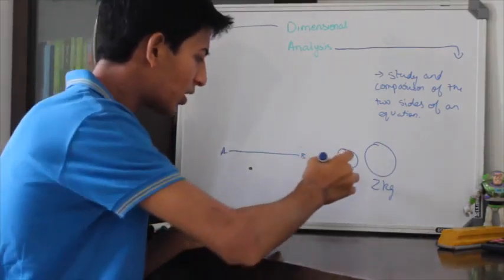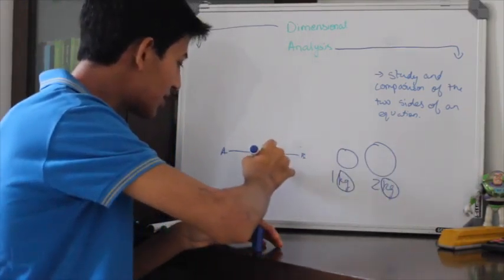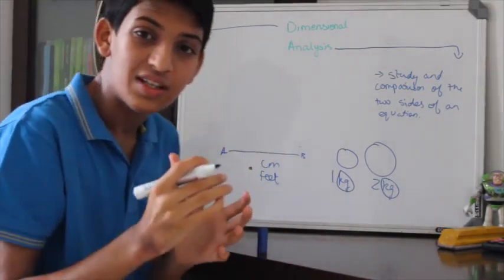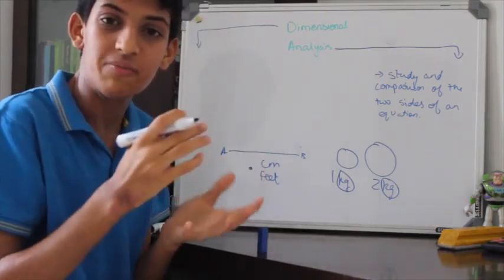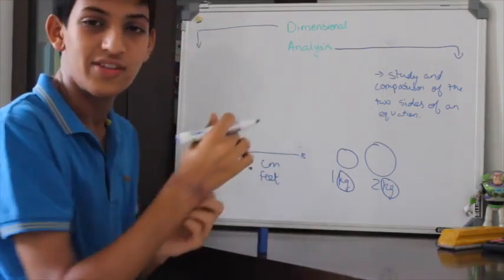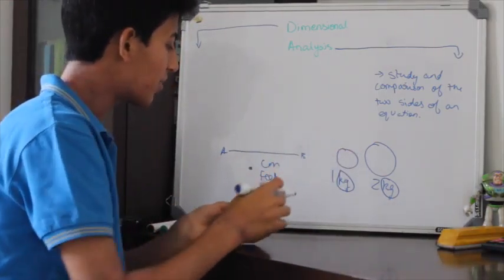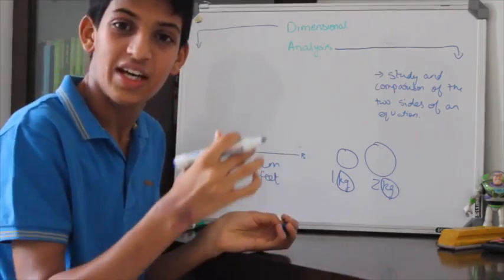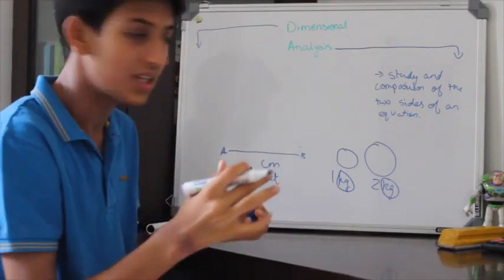But then you might be wondering, what's this kilogram now? What's this kg, or centimeters, or feet? Well, these are nothing but units. And we use units to express a certain physical quantity. Like we can't say that bob has a mass of 1 centimeter. No, centimeter represents length. It is a unit which is used to express the dimension of length.